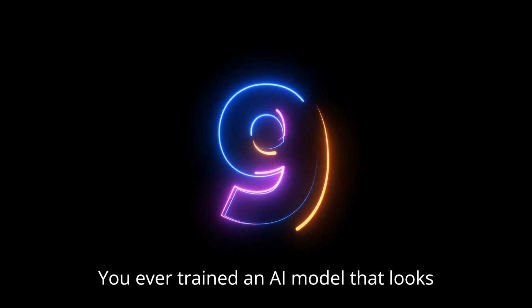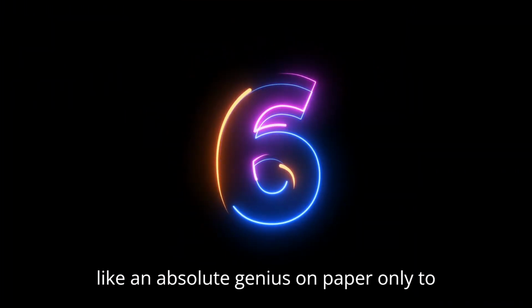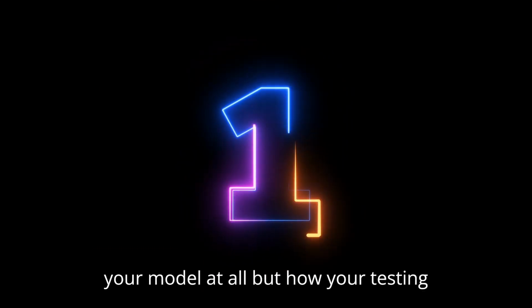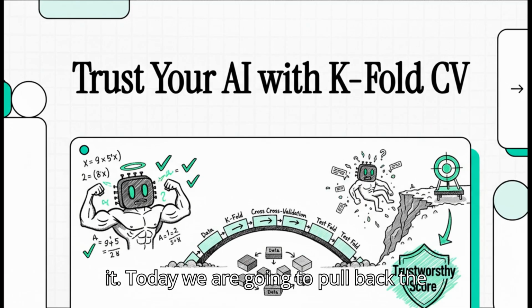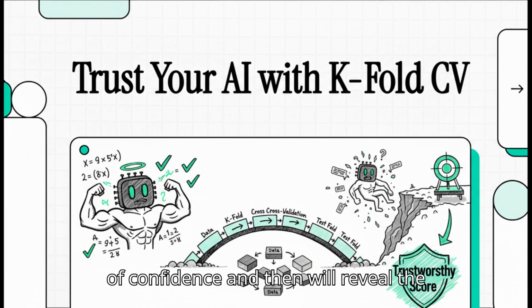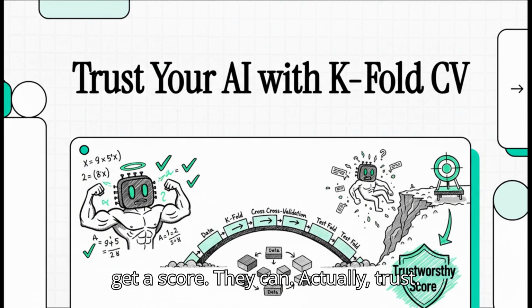You ever train an AI model that looks like an absolute genius on paper, only to watch it completely faceplant in the real world? Well, the problem might not be your model at all, but how you're testing it. Today, we're going to pull back the curtain on a super common issue in AI that can give you a totally false sense of confidence. And then, we'll reveal the elegant solution that the pros use to get a score they can actually trust.